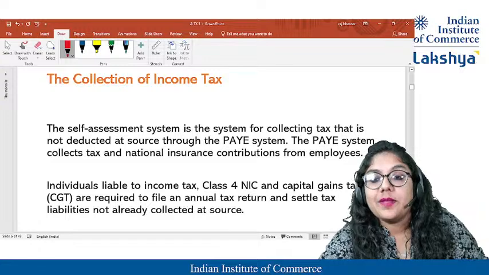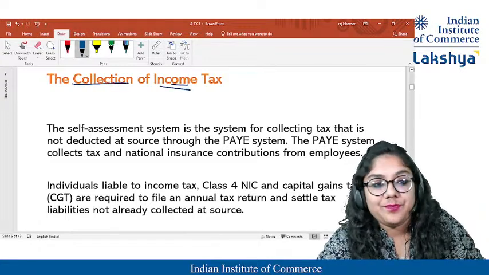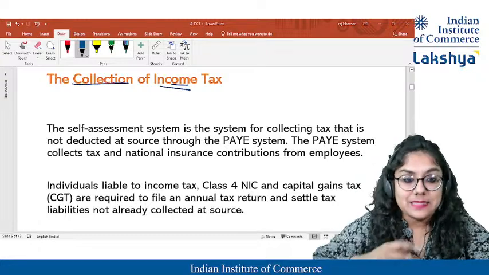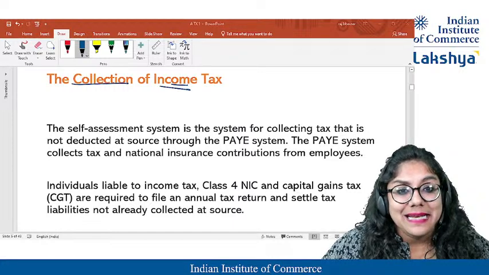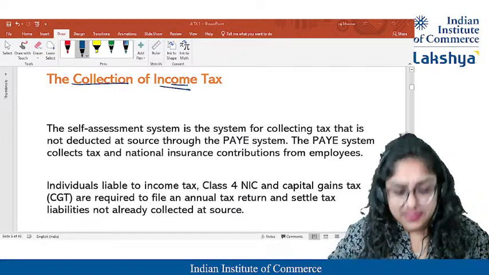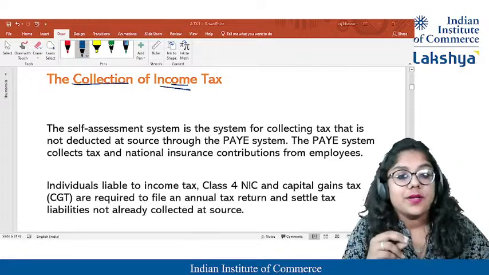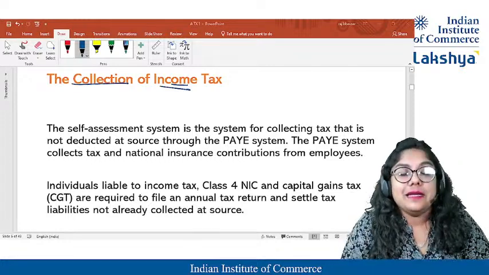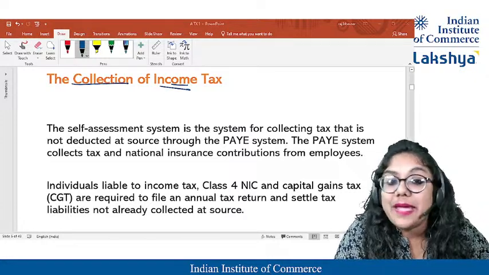Okay. So now we have the concept of collection of income tax. Let's say in India, guys, try to understand it. In India, we have a concept which is known as TDS. What is TDS? It's tax deducted at source. The concept is the same as PAYE also, that is pay as you earn.